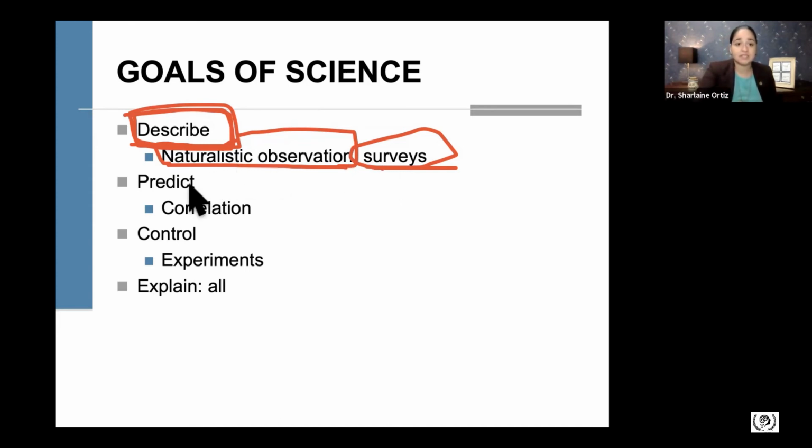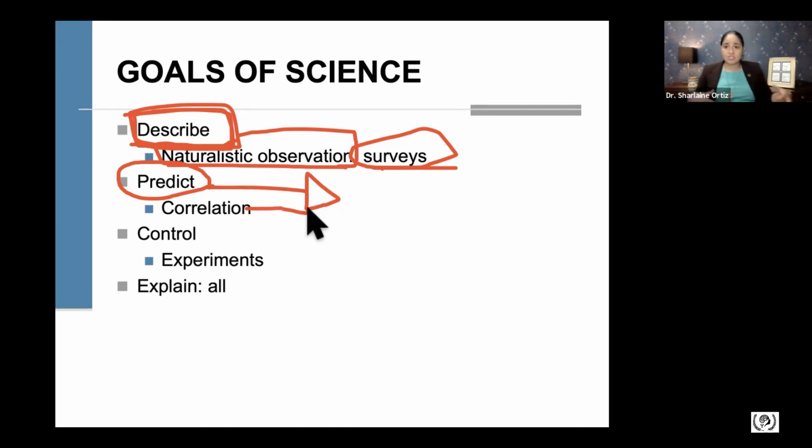The next point that I want to talk about is another goal of science, which is to predict. Science wants us to predict the outcome of something that can occur. How do we do this? We do this via correlation. What is correlation? We're simply trying to identify the relationship between one variable and the other.